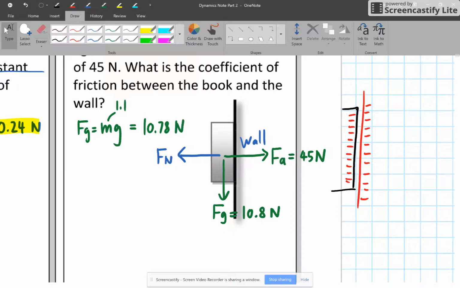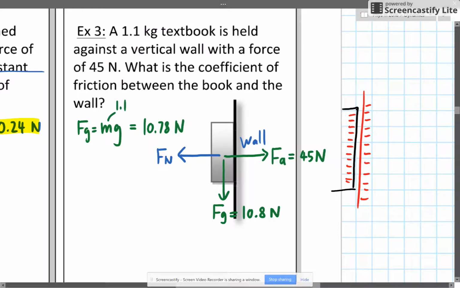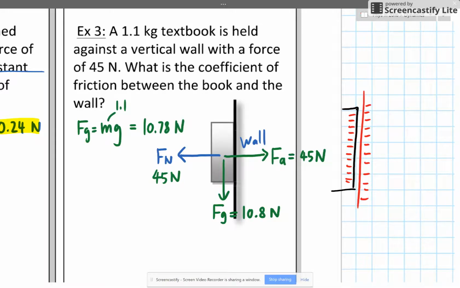We know exactly how much that is because it has to fight the applied force. Normal force is to the left, applied force is to the right. If they don't fight each other, I don't know who will. So normal force goes this way. So now we have gravity, we have applied force, we have normal force, and we also have friction.